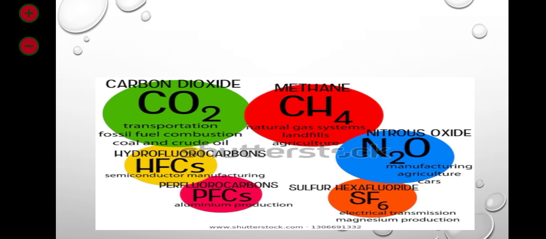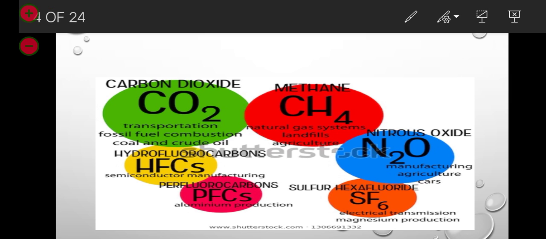Which gases are in the picture that we are understanding? Carbon dioxide: transportation, fossil fuels, combustion, coal and crude oil. From these sources carbon dioxide is released into the atmosphere. Methane: natural gas systems, landfills, agriculture. From these sources we get methane into the atmosphere.